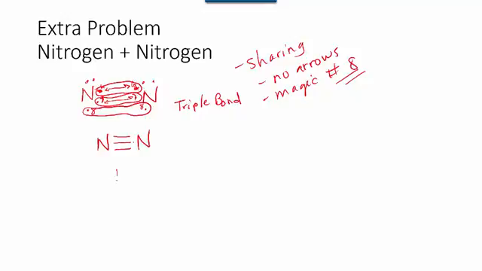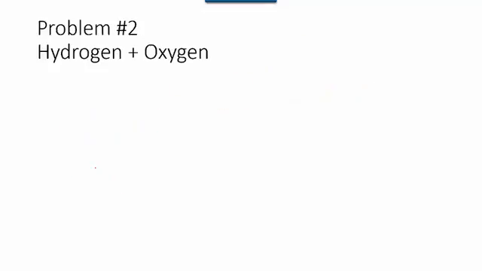And lastly, you're going to give me the formula. So we have N, and how many N's do we have in our total picture? We ended up only just with the original 2, so that is called N2. All right, these 3 parts need to be in each one of your sample problems in order to get full points. All right, so let's take a look at one that's actually on your worksheet, problem number 2.